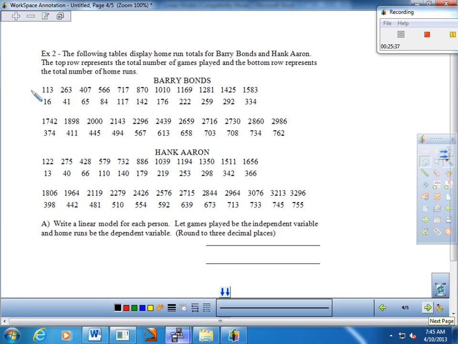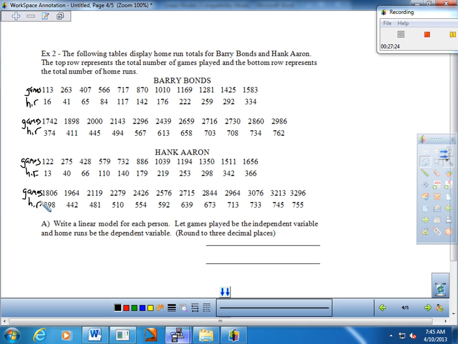So the number of games played, I had to do this in a couple different lines. So this is the games, this is the home runs hit. Continuation of the games, home runs hit. So that's all for Barry. And then same down here, games, home runs hit. Games, and home runs hit.